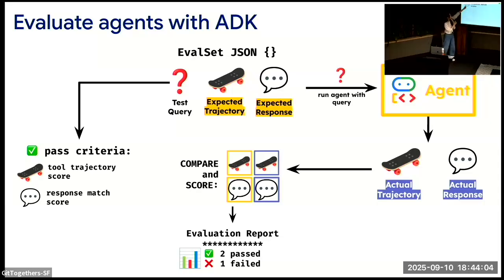Basically, if you set the tool trajectory score to 0, do you know what will happen? Guess. Can I have someone? Okay, you're listening all the time.